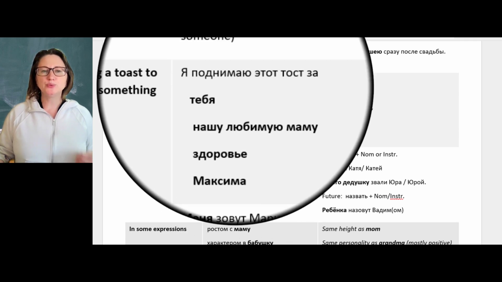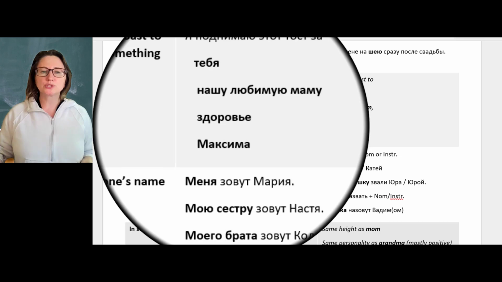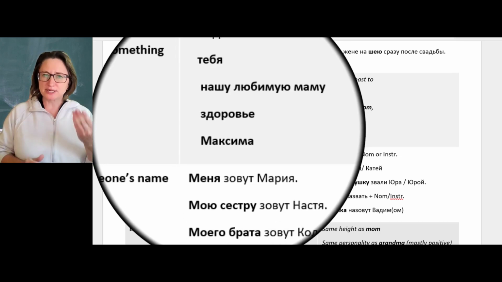Я поднимаю этот тост за тебя. Я поднимаю этот тост за нашу любимую маму. Я поднимаю этот тост за здоровье. Я поднимаю этот тост за Максима.